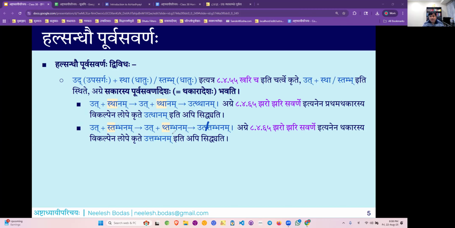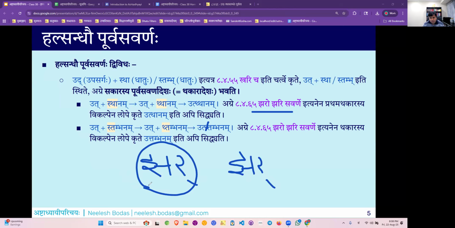So how is this thakara being removed by Jharo jhari savarne? We are going to learn about it. But I'll just mention it so that you understand what is going on over here. Jharaha jhari savarne. If there is a jhara letter and if there is a savarna jhara letter after it, then this jhara is going to be removed. So in case of tha plus tha, there was a jhara letter and there was a savarna jhara letter. So the first thakara was removed.